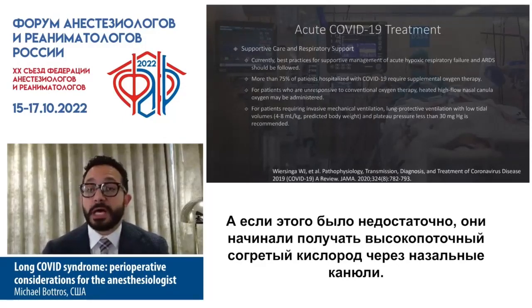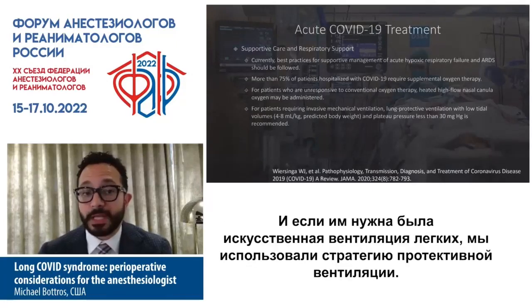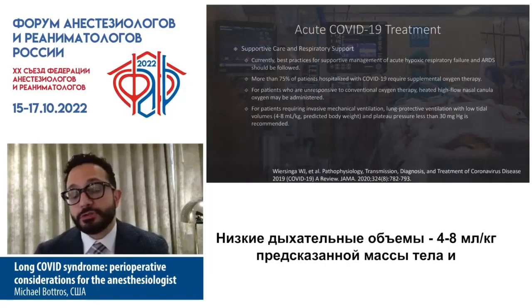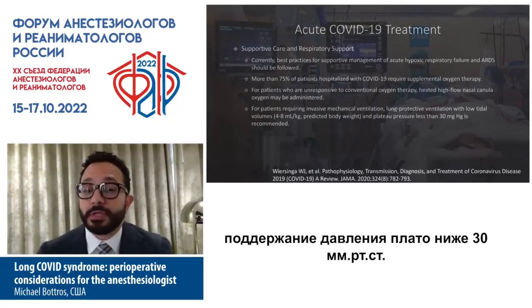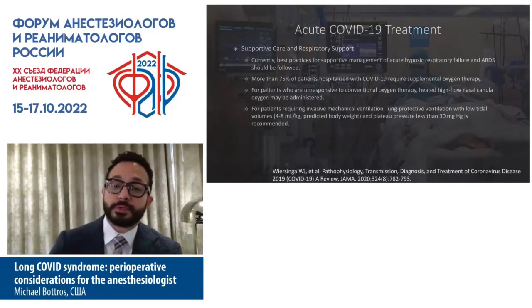And if it was not enough, they would get heated high-flow nasal cannula oxygen. And if they needed mechanical ventilation, we used a protective ventilation strategy. So low tidal volumes, 4 to 8 milliliters per kilogram predicted body weight, and keep the plateau pressure less than 30 millimeters mercury.